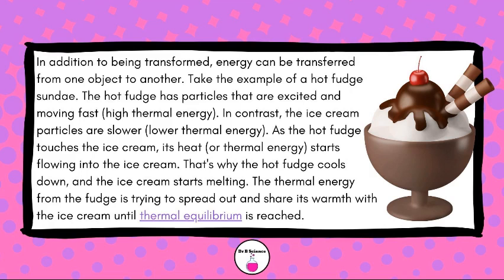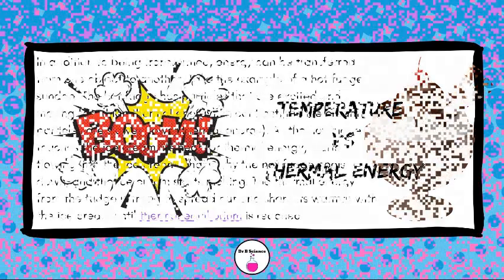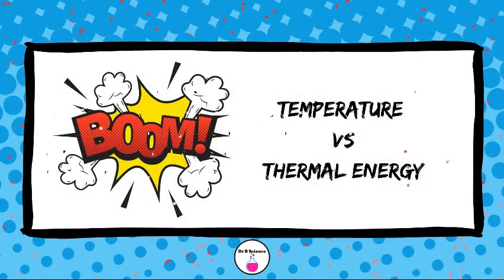As the hot fudge touches the ice cream, its heat, or thermal energy, starts flowing into the ice cream. That's why the hot fudge cools down, and the ice cream starts melting. The thermal energy from the fudge is trying to spread out and share its warmth with the ice cream until thermal equilibrium is reached.